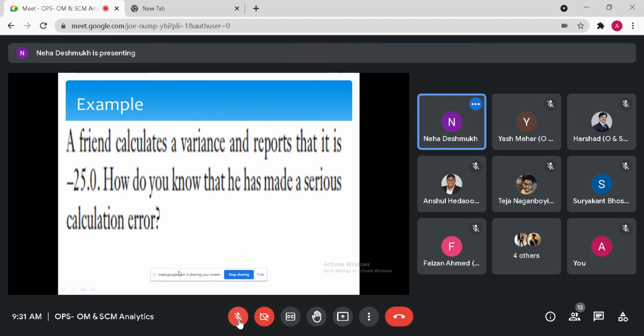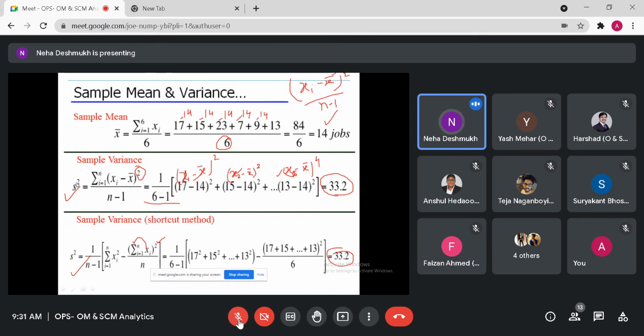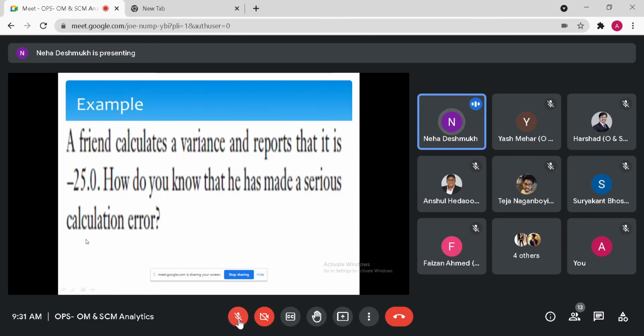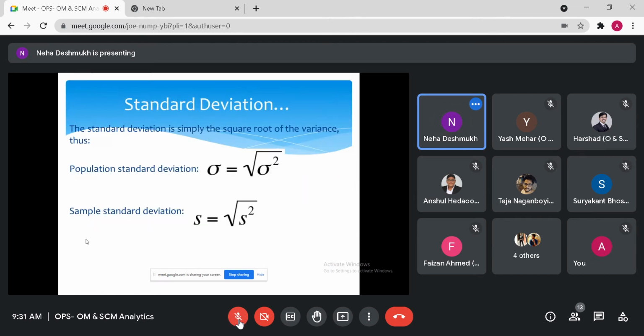Exactly. It will never be negative. Why? Because this is the S square value, right? So minus 25 is not a valid variance value. Now when you take the square root of variance, you will get the standard deviation. Standard deviation for population is denoted by sigma, and for sample it is denoted by S.